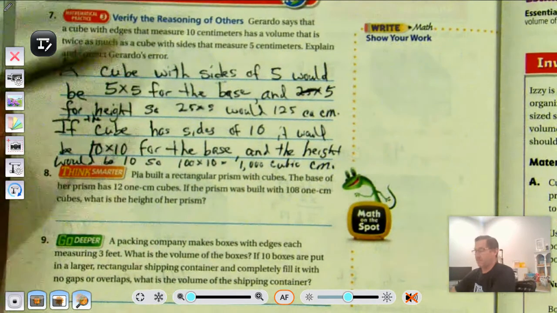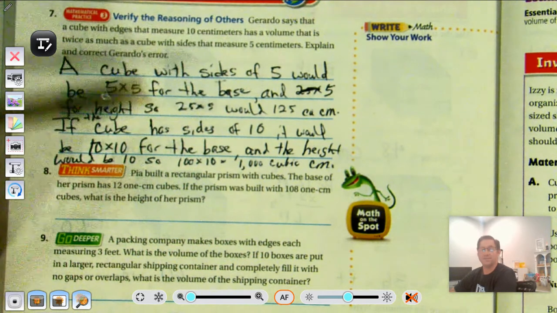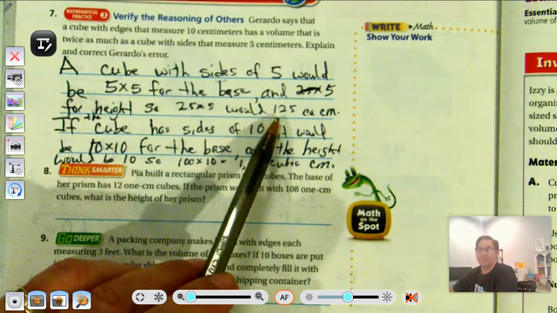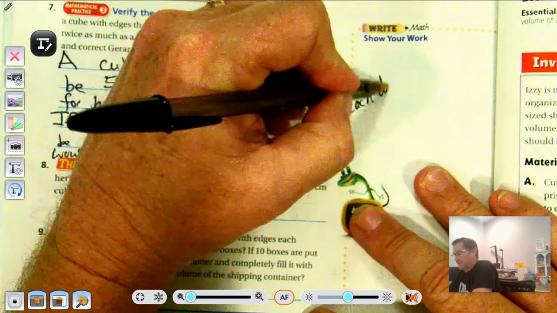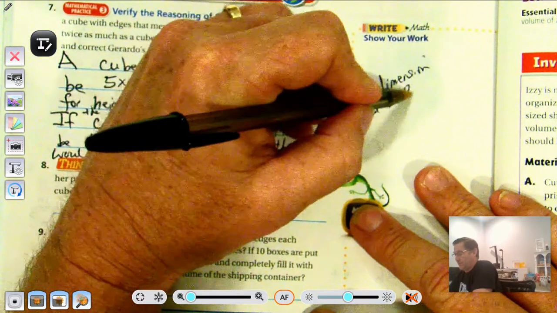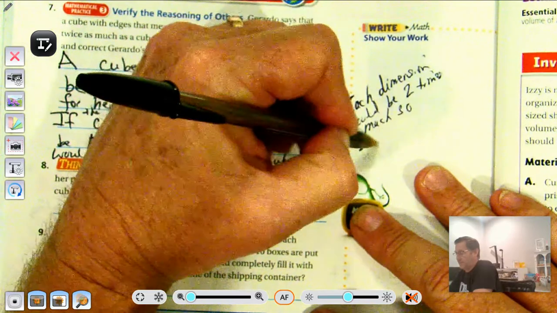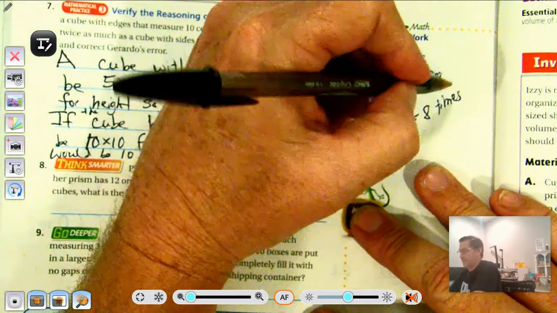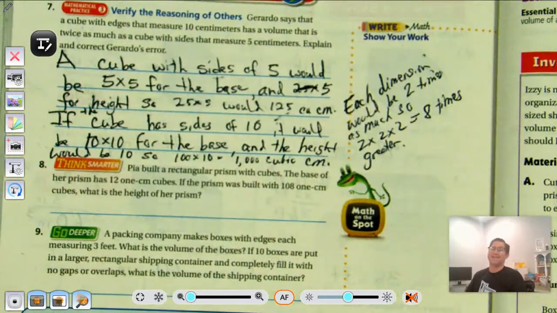So basically, when he's saying that 10 is twice as much, and so the volume is going to be twice as much, that's not true. Each dimension will be twice as much. So each dimension would be 2 times as much. So 2 times 2 times 2 equals 8 times greater. Okay, so the volume will be 8 times greater.